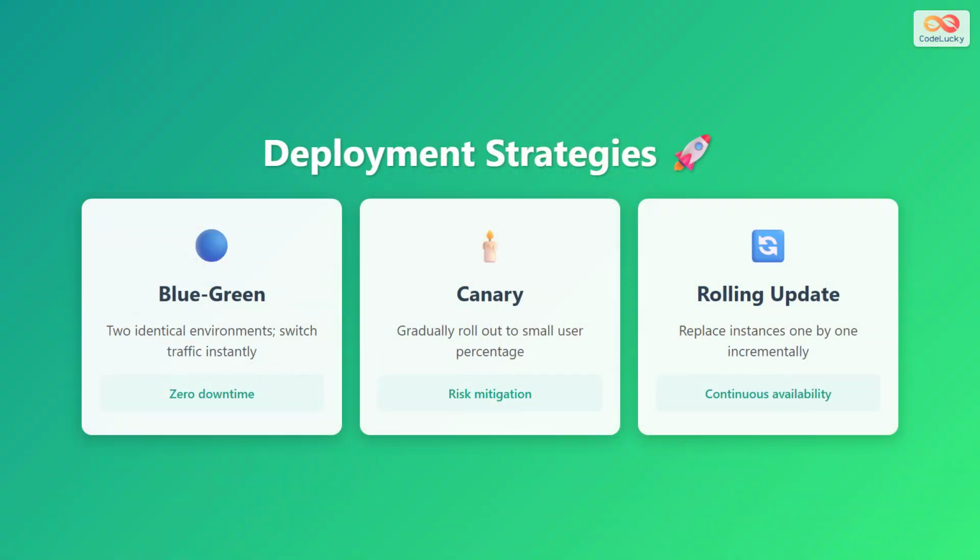There are three main strategies for deploying microservices. Blue-green deployment maintains two identical environments. You deploy the new version to the inactive environment, then instantly switch all traffic to it, ensuring zero downtime. Canary deployment gradually rolls out the new version to a small percentage of users first, allowing you to test in production and mitigate risks before full rollout. Rolling update replaces service instances one by one incrementally, ensuring continuous availability throughout the deployment process. Each strategy has its advantages depending on your specific requirements.